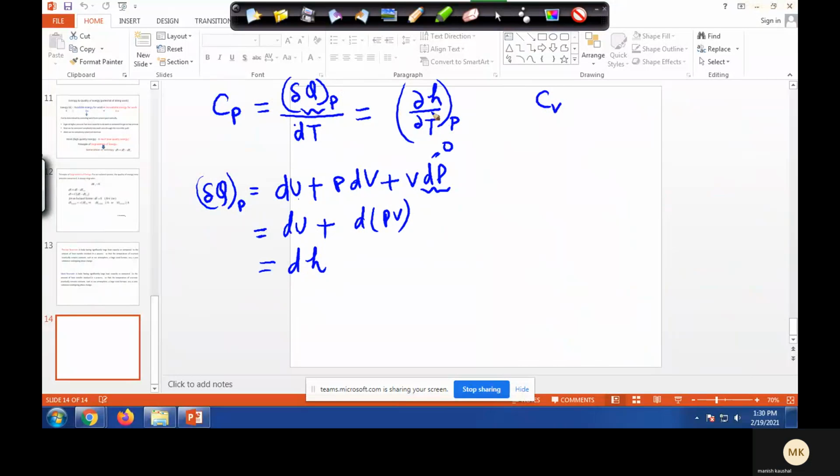So this also we are going to remember. Cp is ∂H/∂T at constant pressure. What else can we remember? There are a few more expressions of Cp. Let me derive it for you. From where we should start, I'm just thinking.